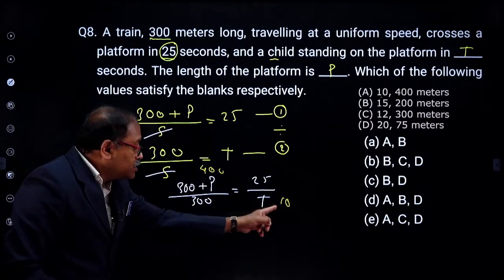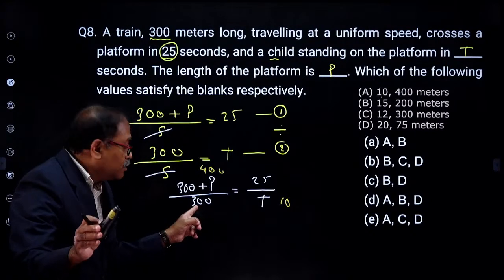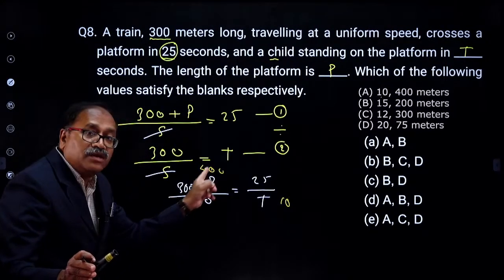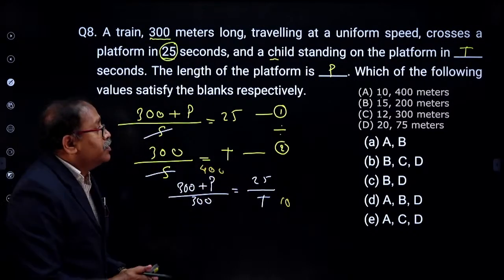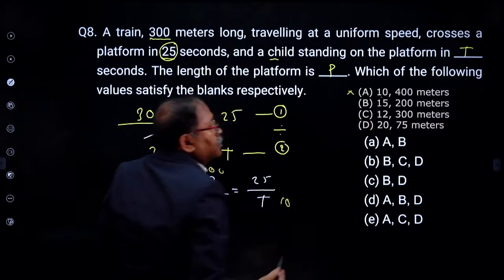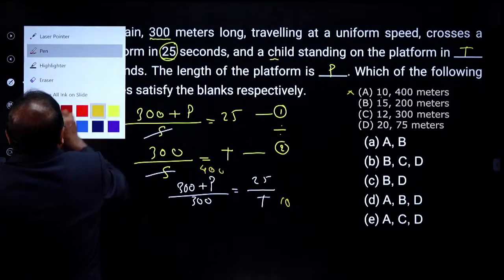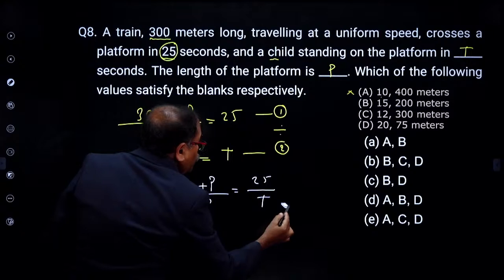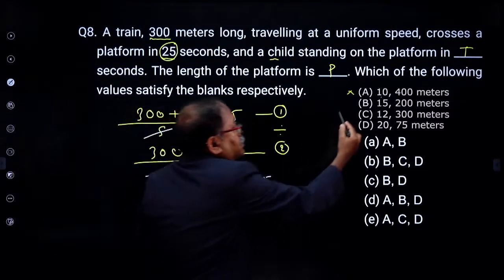In order to get this 10, I need to divide this one by 30. So if you are dividing the 700 by 30, you are not getting 25. So option A is eliminated. You get this kind of questions, my dear friend. Don't panic if you come across questions like this.